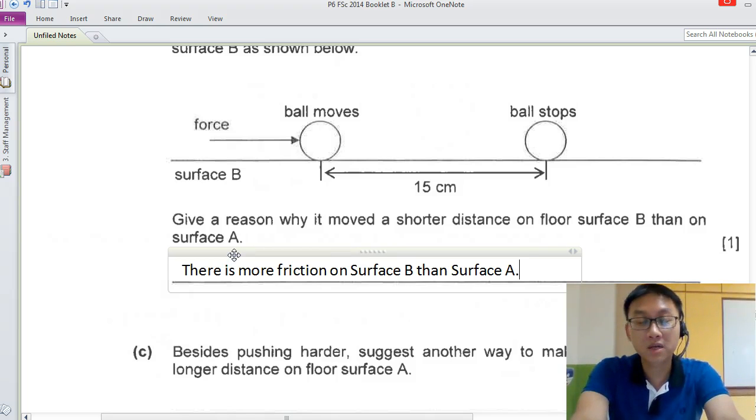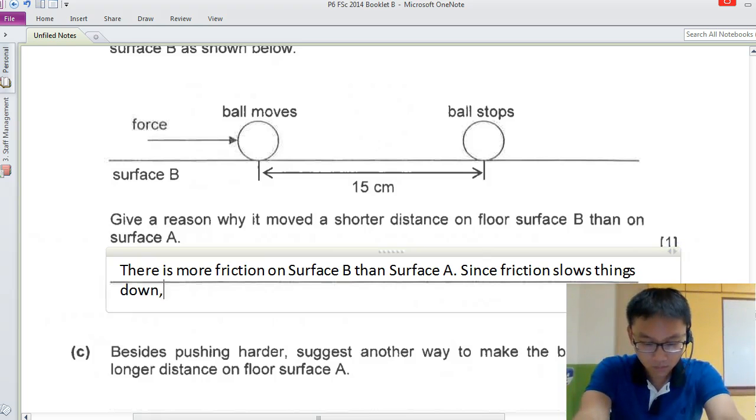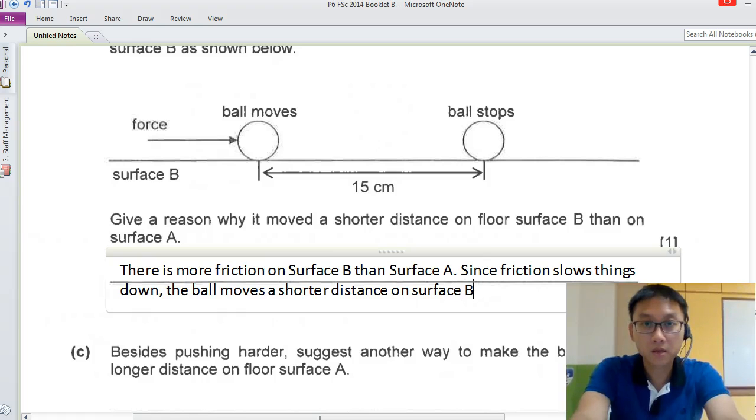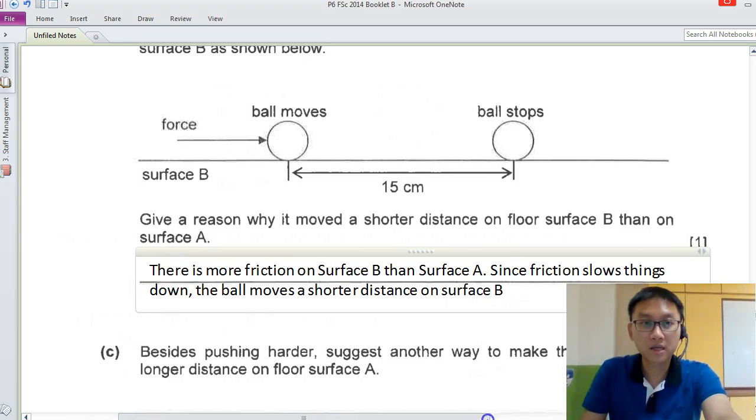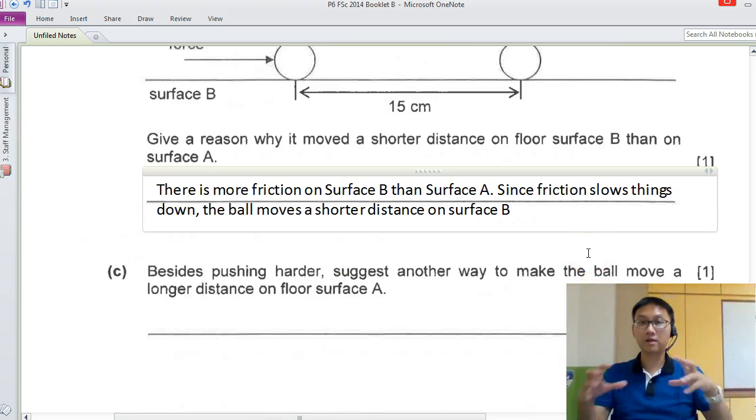So that's answering the question, but where's your scientific concept? The scientific concept is, since friction slows things down, the ball moves a shorter distance on surface B. So the key idea is friction slows things down. Because of that, and because there's more friction on B, that's why your ball moves a shorter distance, because it slows things down. Okay?